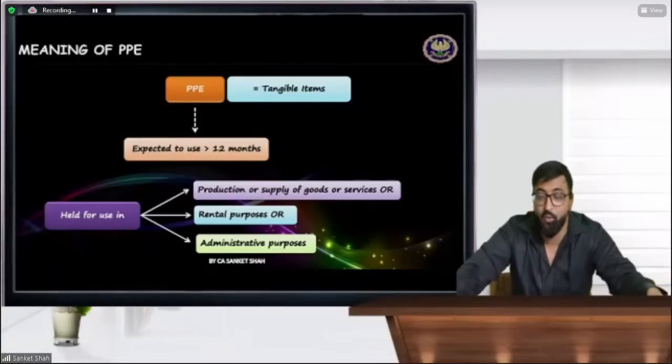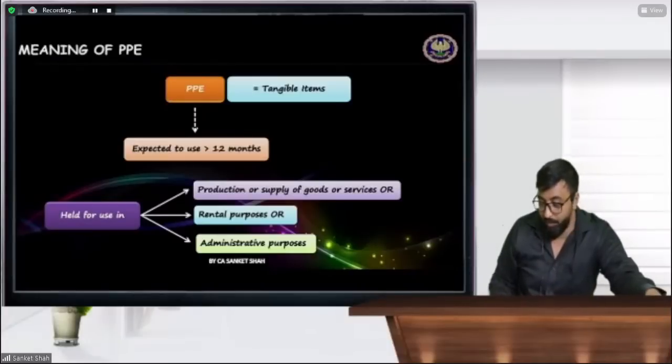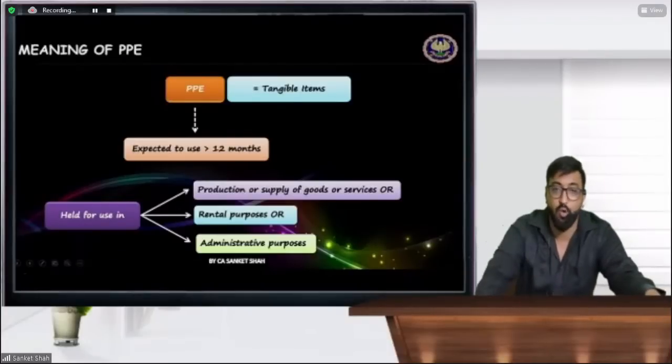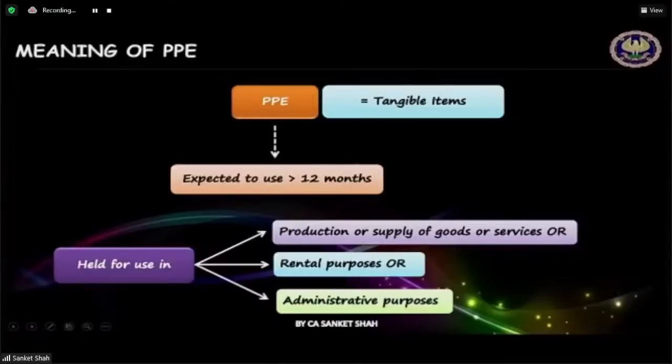Suppose I have one laptop, and I'm using it only for my administrative purpose. In that case, it will be held for use more than 12 months, and it is called Accounting Standard 10, PPE, property, plant and equipment. I hope you got the definition of property, plant and equipment. You can take a screenshot.